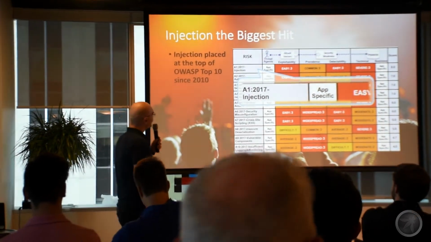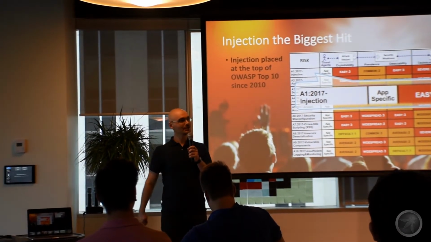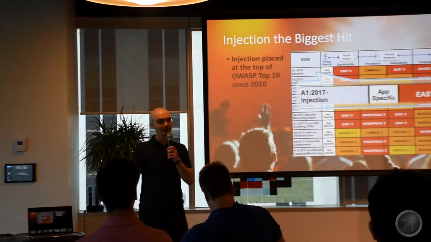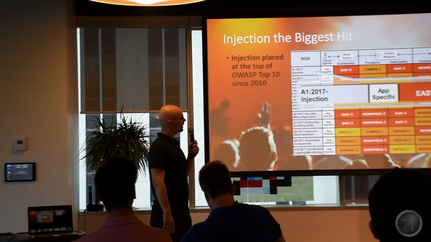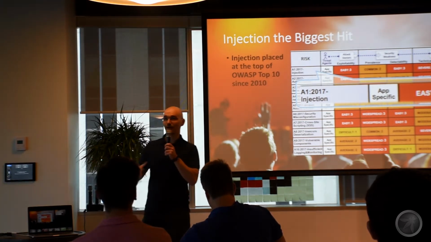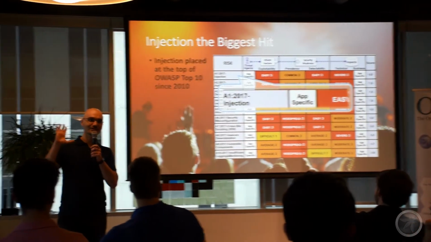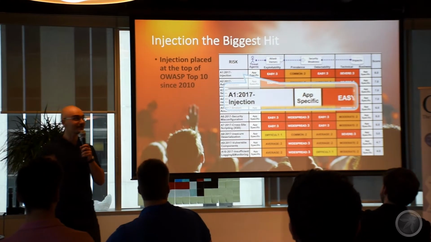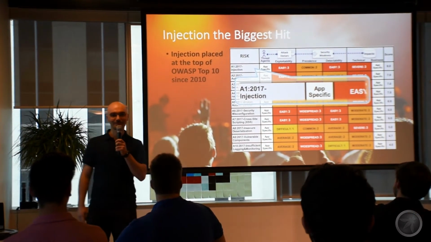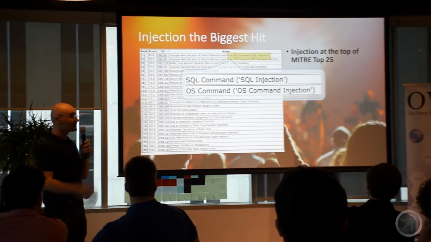Okay, so injection. I was not surprised when OWASP released the new OWASP Top 10 for 2017 that injection was still number one. If you think of application vulnerabilities as songs in a music chart, injection is at the top of the charts. It's been there since 2010, so quite a bit. It's a big hit. And that was the OWASP Top 10.